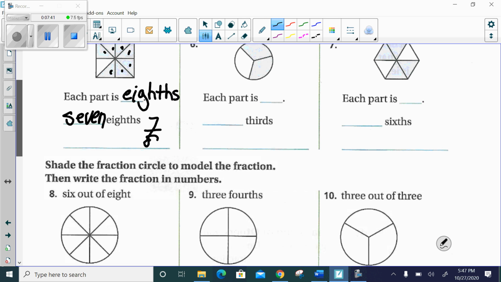Okay. Each part is 1, 2, 3 thirds. If you go to lesson 8.1, it tells you this. Okay. So how many thirds are shaded? 2 of them. 2 thirds. So it would be 2 out of 3. 2 thirds. Each part is 1, 2, 3, 4, 5, 6. 6.